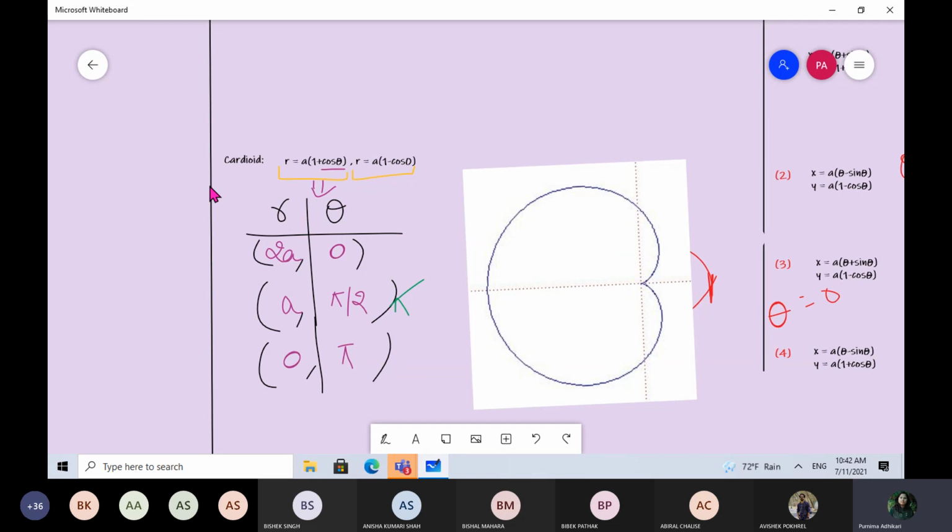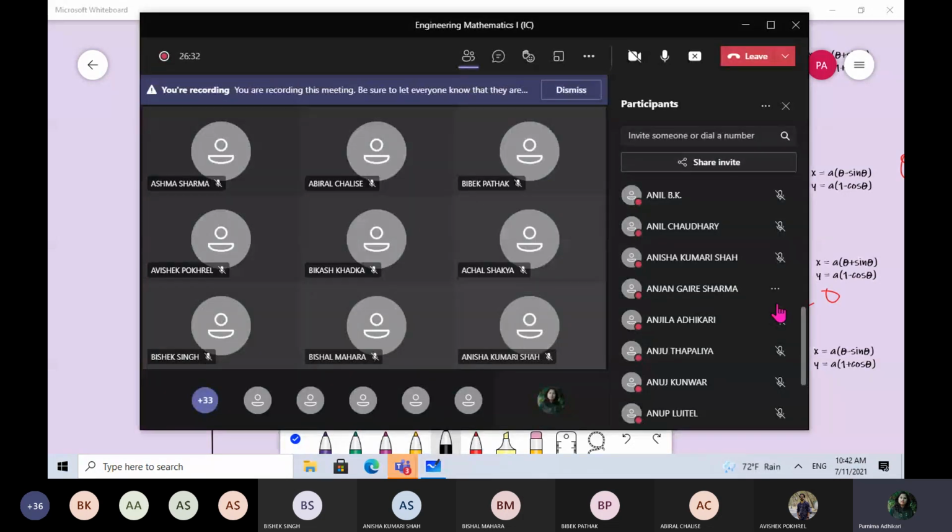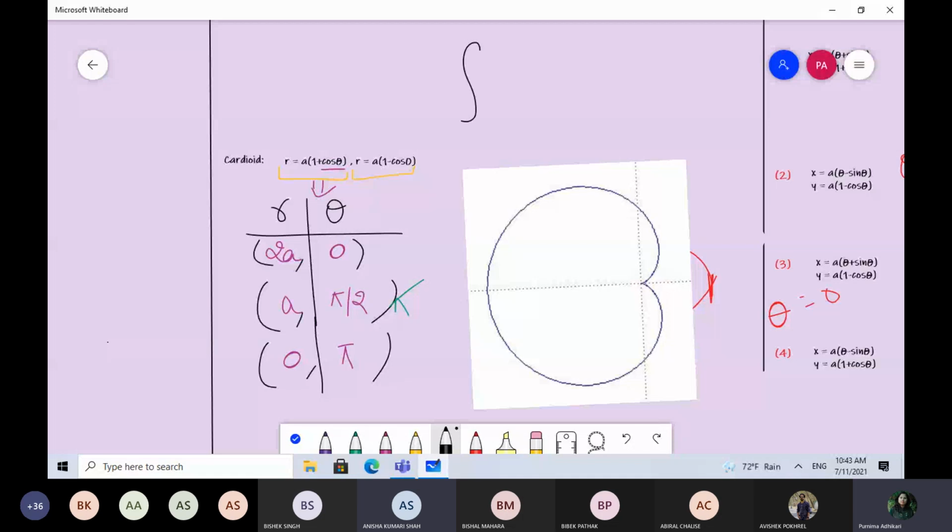Okay, now let's see how to find out its area. What is the formula to calculate area for polar curves? Yes, Anisha. How do you calculate area of polar curves? 1 by 2 integral of r square d theta. Yes, very good.